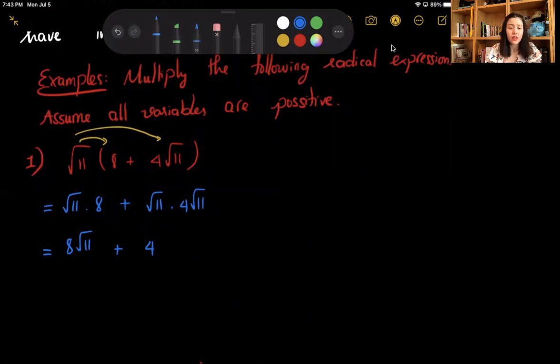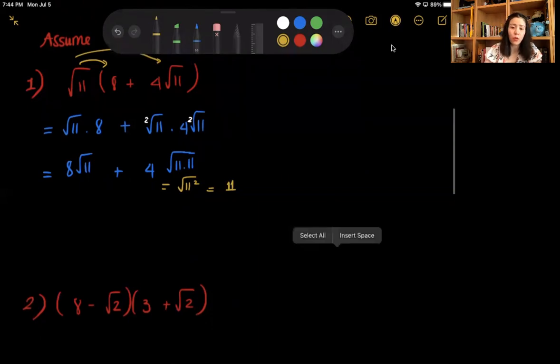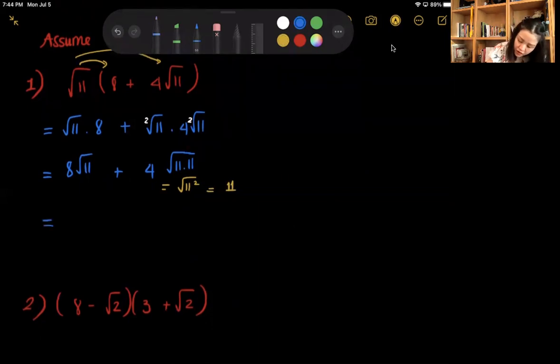Here we have the same index, right? They're both square roots. I know that we don't write it out; when we say square root, we don't usually write the 2, but it is understood. Square root of 11 times square root of 11, same index. This is equal to square root of 11 times 11, which is equal to square root of 11 squared. The square and the square root cancel, so that's just equal to 11. And 4 times 11 is 44. So I have 8 square root of 11 plus 44.